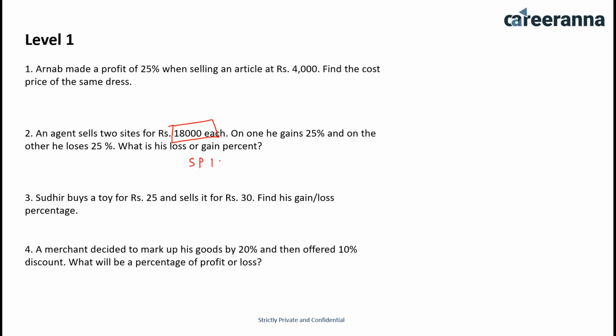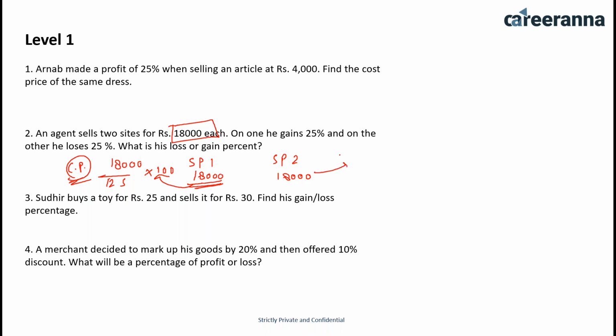Selling price of article 1, selling price of article 2. It is 18,000. It is 18,000. Okay, if I talk about cost price, suppose that there was a gain of 25%. So I can find out cost price for this article, 18,000 divided by 125 multiplied by 100. This should be the cost price of this article. Guys, I want you to be with me when I'm explaining.